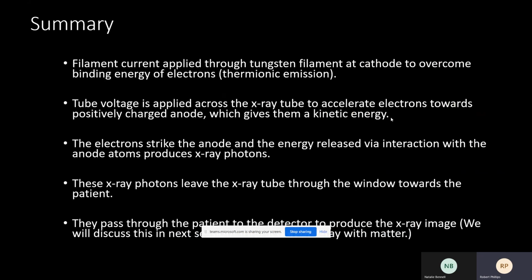Why is it called bremsstrahlung radiation? Because it's a measure, 80% of radiation comes as such. And I don't know why they still use a German word. It's so difficult to pronounce.